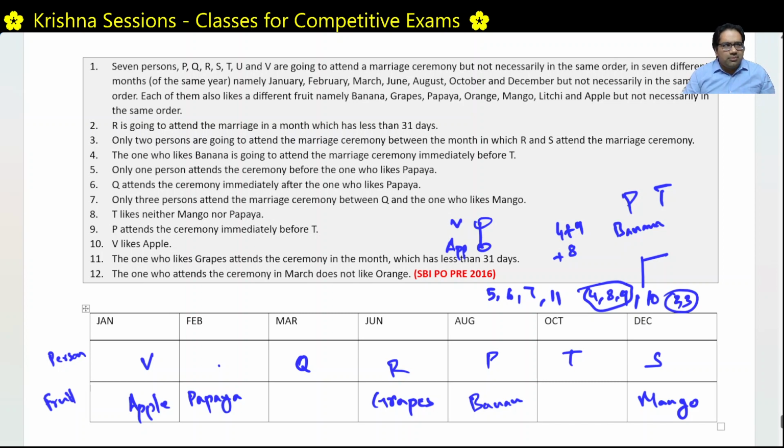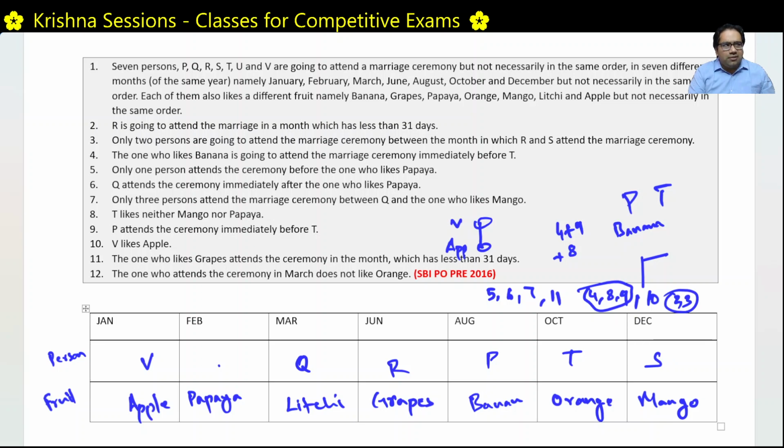The one who attends the assembly in March does not like orange. This guy does not like orange. What does that mean? Orange has to be liked by this guy only. There are only two slots for orange, right? So orange has to be this way. And what is the fruit left? All fruits are done except lychee. So lychee has to be here, right?